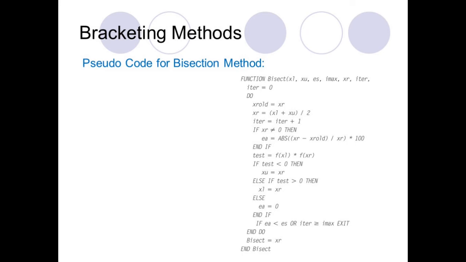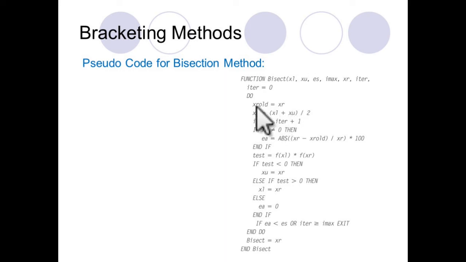Here we see the pseudocode, okay, for the bisection method. Let's check it step by step. So first we have the function. Our inputs are xl, xu, error bound, imax, xr, iteration. These are our variables. Then we set iteration equal to 0, and then we do the loop.